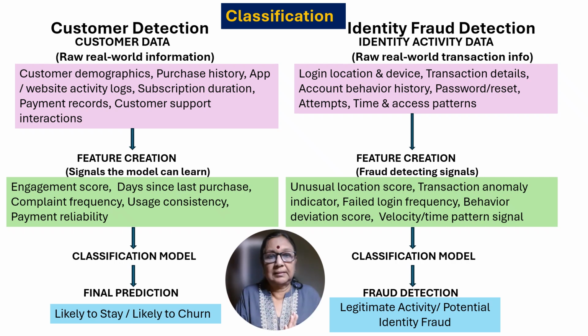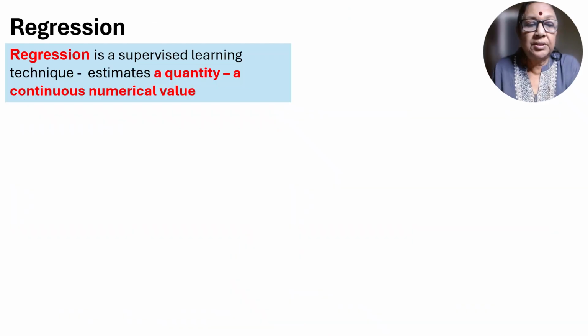Then these features along with the label are given to the classification model and used for fraud detection, whether it's a legitimate transaction or it is fraud. Next, we will go into regression. Regression is also a supervised learning method, but here we give a quantity, a continuous numerical score.